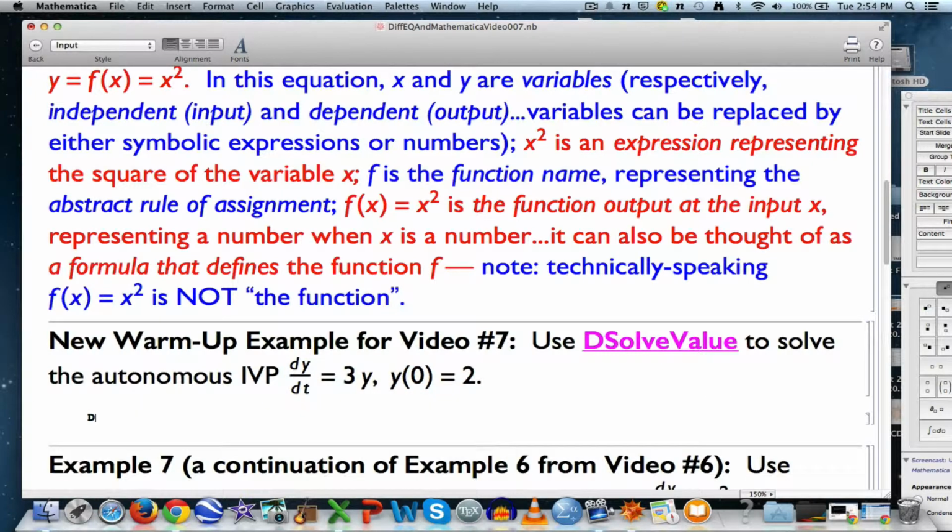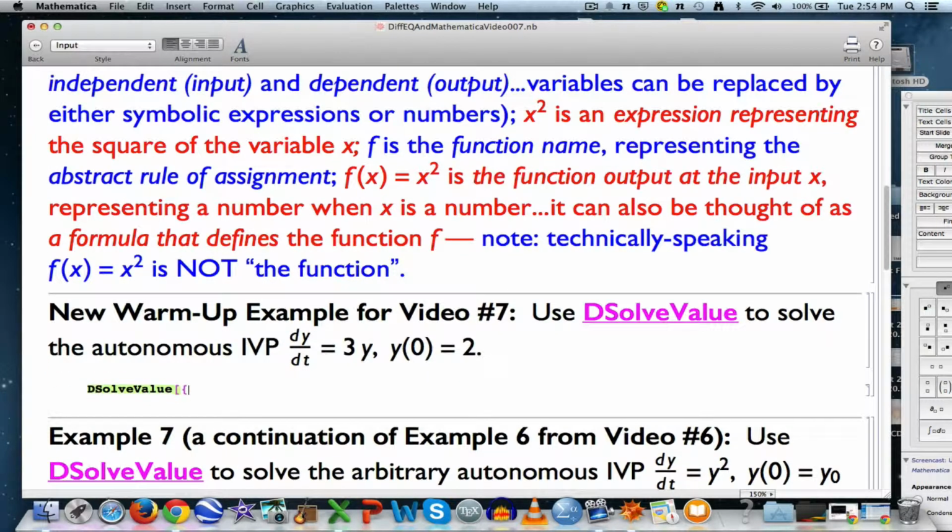Alright, so DSolveValue is this new Mathematica function for Mathematica 10 and beyond. It, in some ways, is a bit easier to use than DSolve is. Let's go ahead and type in this initial value problem, y prime of t equals 3y, but you need to put y of t on the right-hand side in Mathematica, even though you don't see a t there on the right-hand side of the differential equation. Need to use double equal signs, don't forget to do that. You'll get mistakes if you forget.